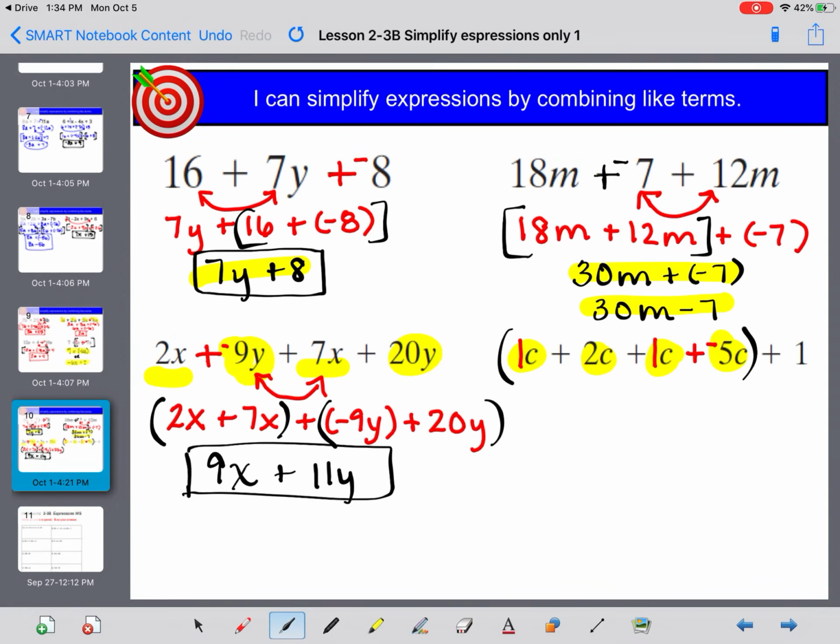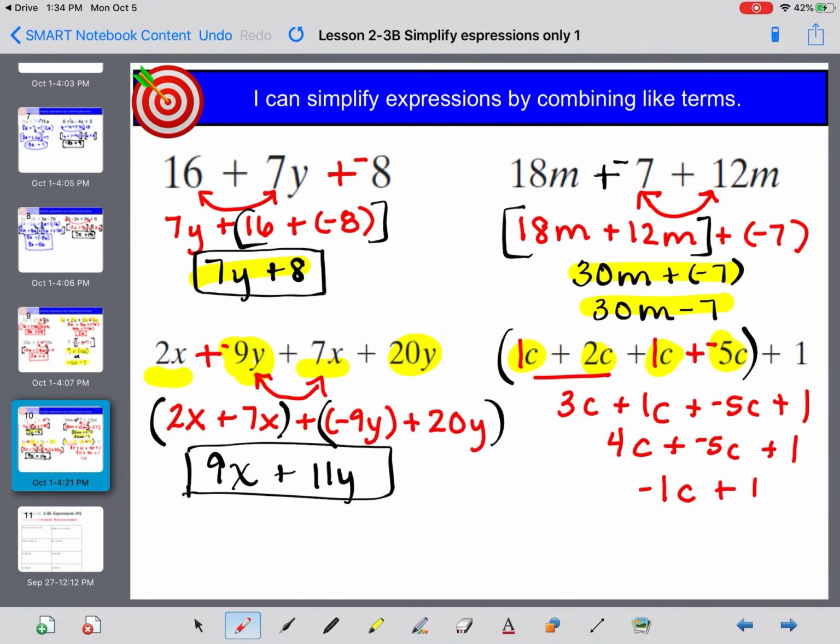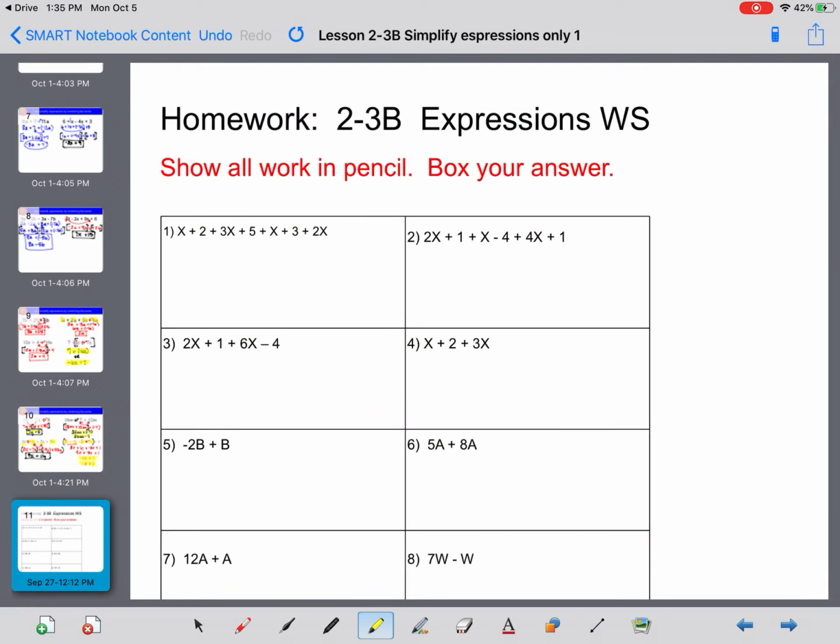So I'm going to group those all together. 1c plus 2c plus 1c minus 5c. Taking that nice and slow, we could go 3c plus 1c. 3c plus 1c is 4c plus negative 5c plus 1. I get negative 1c plus 1. Or just negative c plus 1. Make sure that you understand that both of these are the correct answer. All right, hopefully by now you are able to simplify expressions by combining the like terms.